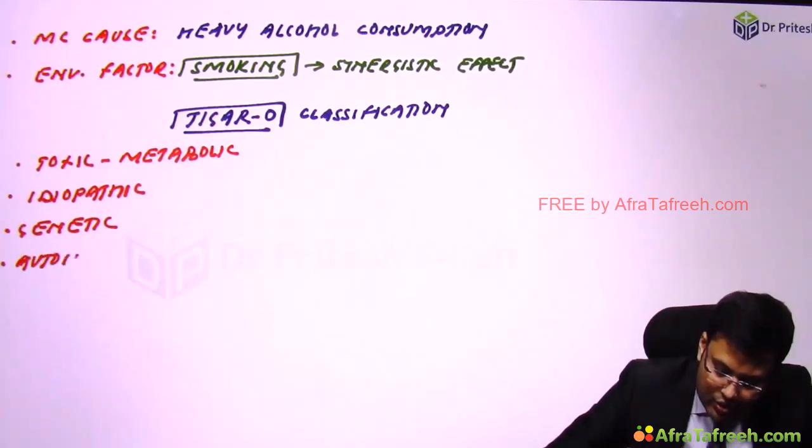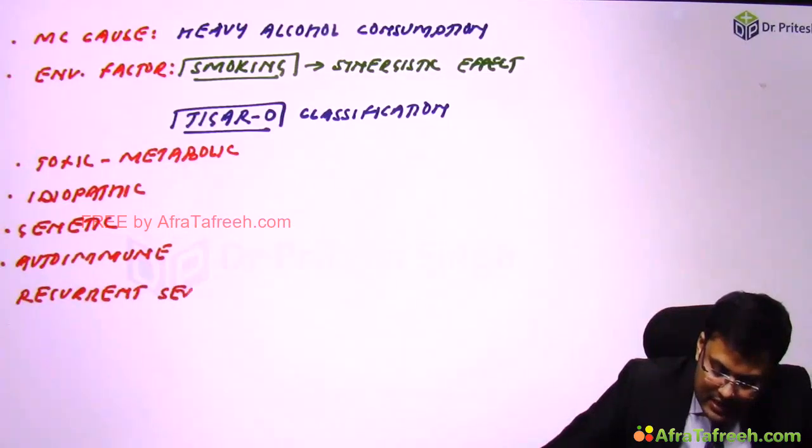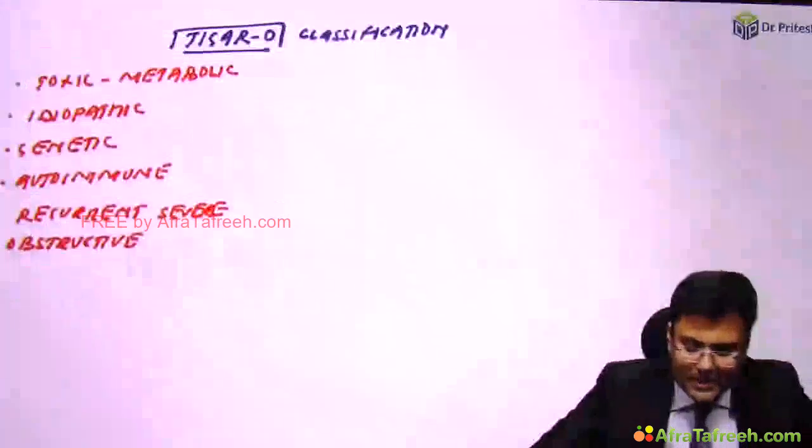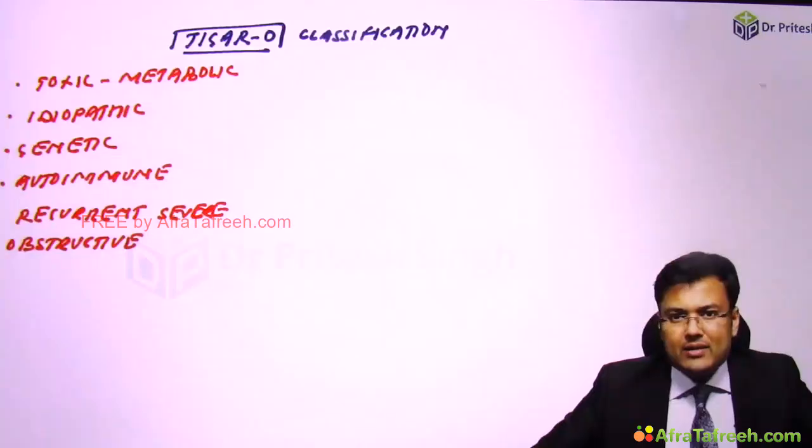A, autoimmune. R, recurrent severe. And O, that's obstructive. So this is the TIGAR-O classification for chronic pancreatitis.